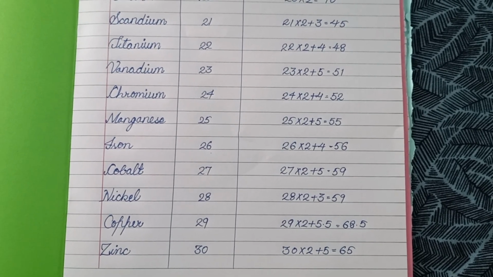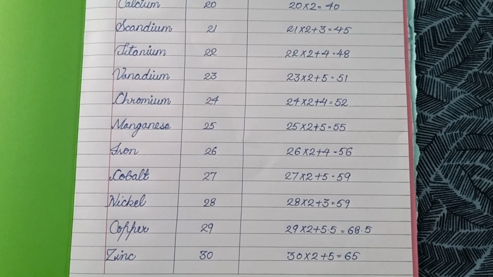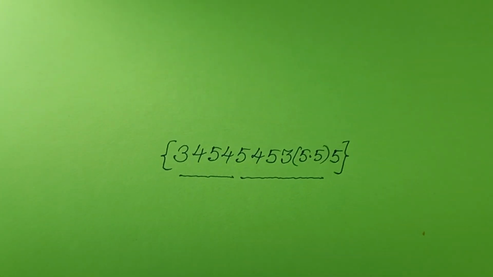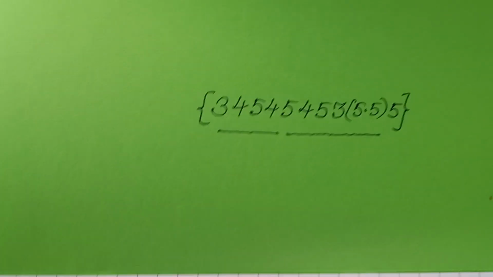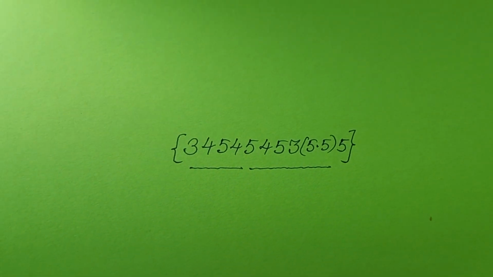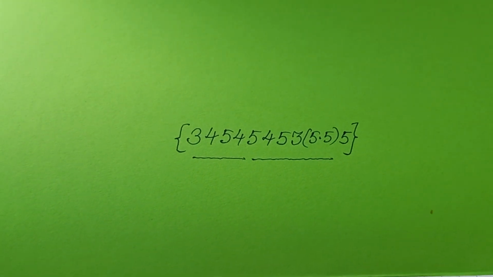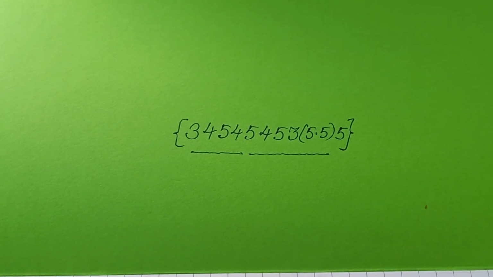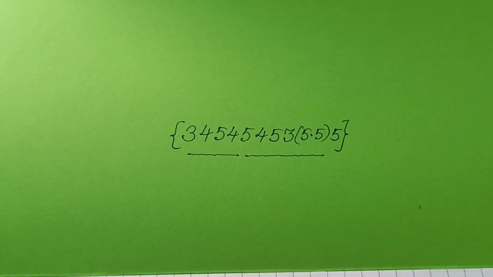Well, this is how you can learn the atomic mass numbers of the elements from atomic number 1 to 30. In the case of elements with atomic number 21 to 30, you need to cram this big number. For atomic number 21, you need to add 3 after multiplying the atomic number by 2. And for 22, 22 multiplied by 2 plus 4, and so on. I hope this video will be very helpful to you to learn the atomic mass number of elements from atomic number 1 to 30.